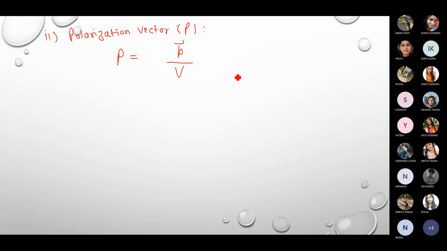Its unit should be what? See, P is equal to Q into length, so its unit is coulomb meter divided by meter cube. So its unit is coulomb per meter square. This is the unit of the polarization vector. We can also show that this polarization vector is equal to the surface density of polarization charge, that is, the surface charge density sigma p, right?